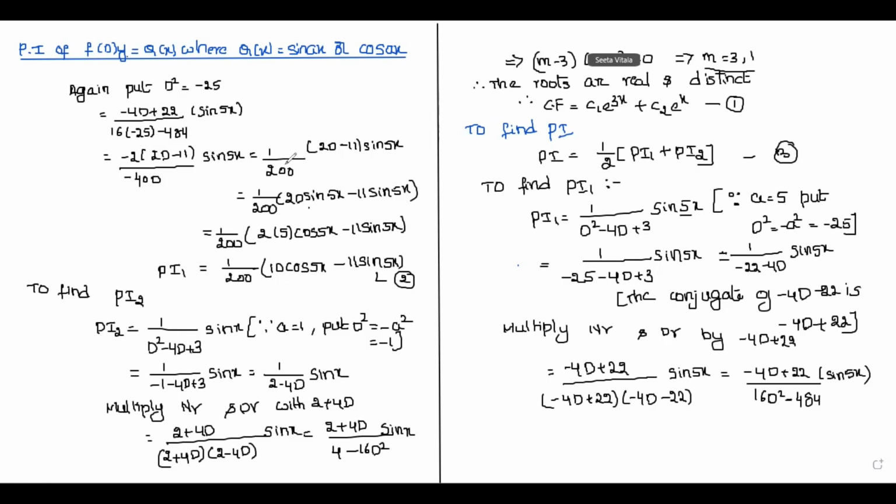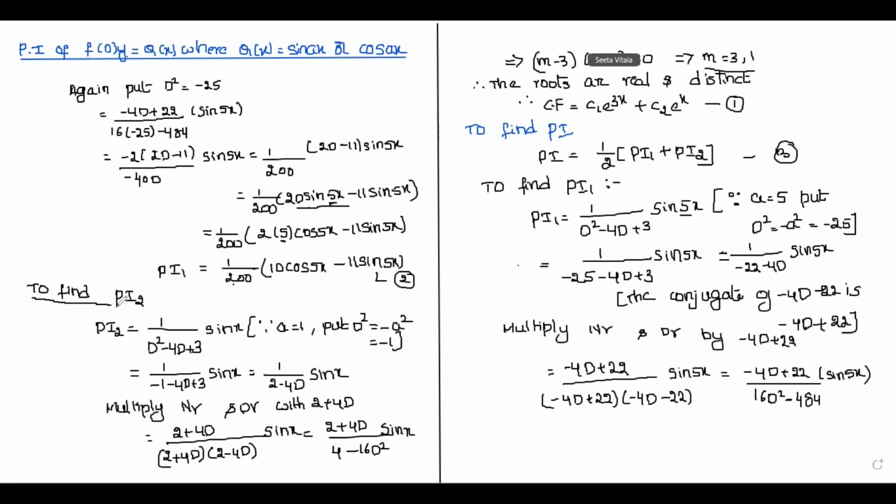This is equal to minus 2 into (2D minus 11) by minus 900 into sin 5x, which is equal to 1 by 200 into (2D minus 11) into sin 5x. Now multiply sin 5x inside: 2D sin 5x minus 11 sin 5x. Differentiating with respect to x, sin 5x, 5 is a constant associated with x, so it should be multiplied: 2 into 5 into cos 5x minus 11 sin 5x. So particular integral 1 is equal to 1 by 200 into (10 cos 5x minus 11 sin 5x).